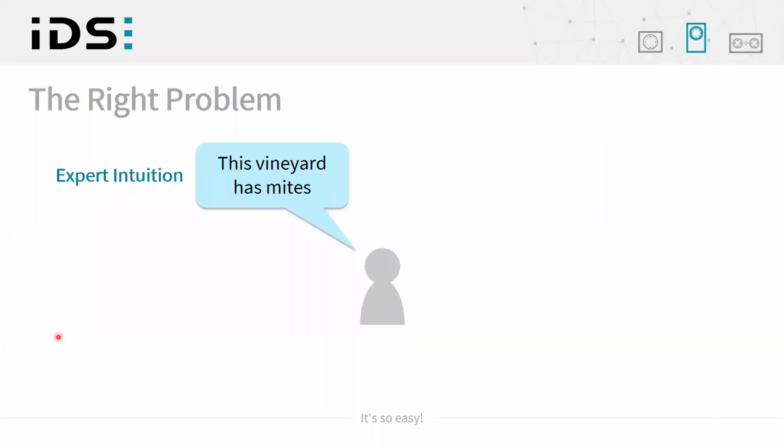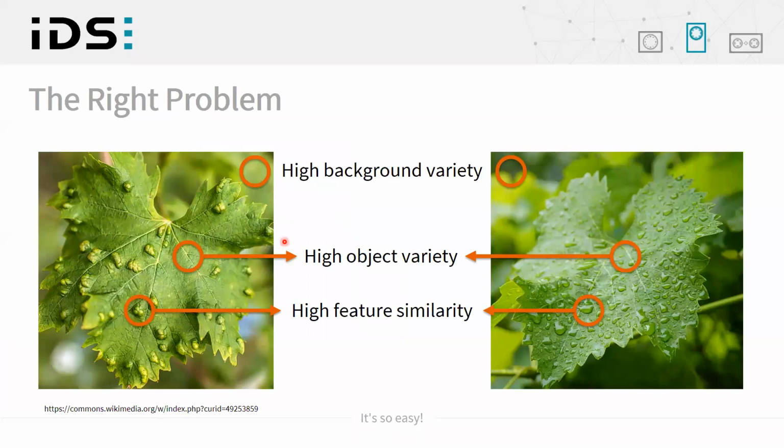One example I took out from agriculture is this one. Agriculture is, I think, a great field because it combines many challenges neural networks can solve. One of these examples is this vineyard has mites and could look like this.